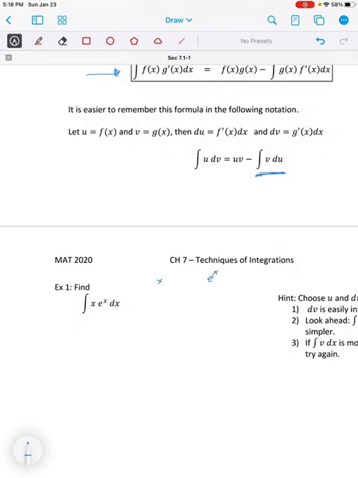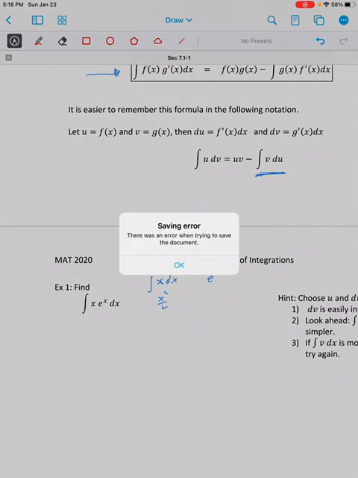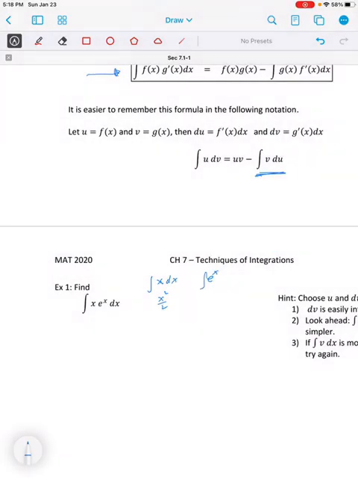So we have two functions here. One is x, one is e to the x. So which one is easily integrable? Well, actually both of them are, aren't they? Because this is going to give you x squared over 2, and when you anti-differentiate the second one, you are going to get e to the x. So both are easily anti-differentiable.